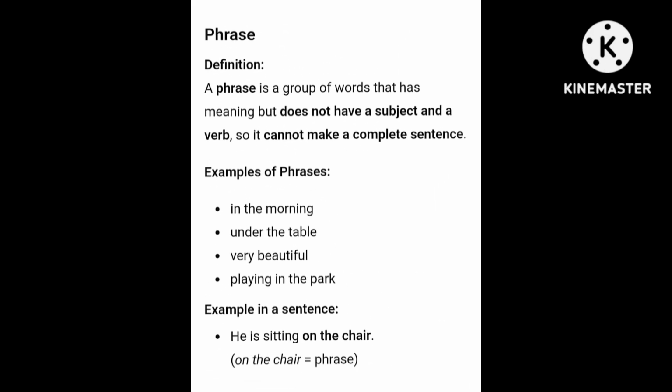A phrase is a group of words that has meaning but does not have a subject and a verb, so it cannot make a complete sentence. Examples of phrases: in the morning, under the table, very beautiful, playing in the park. Example in a sentence: he is sitting on the chair. On the chair equals phrase.